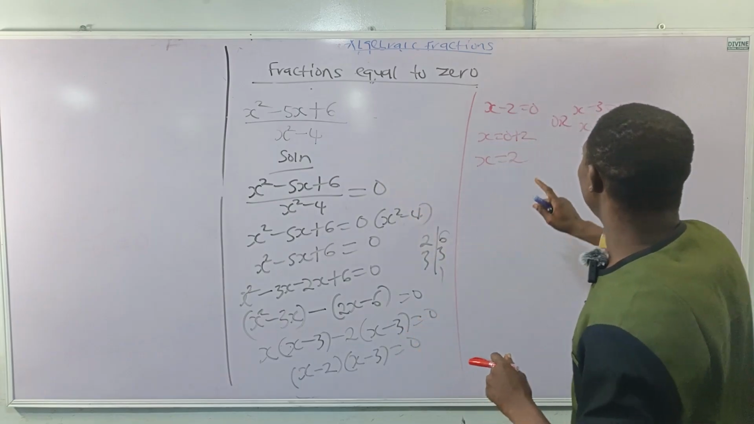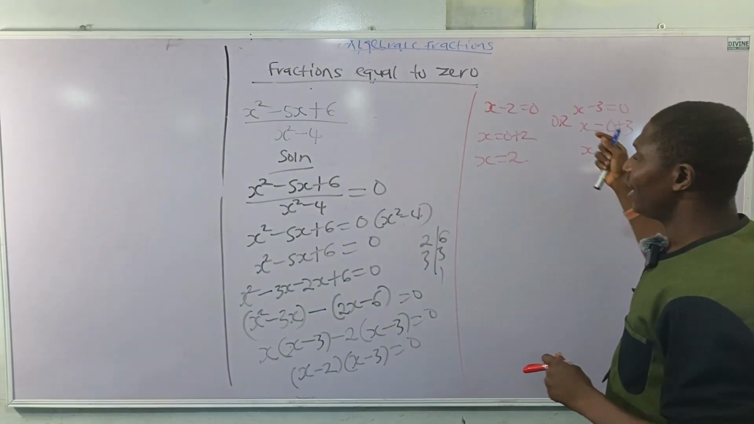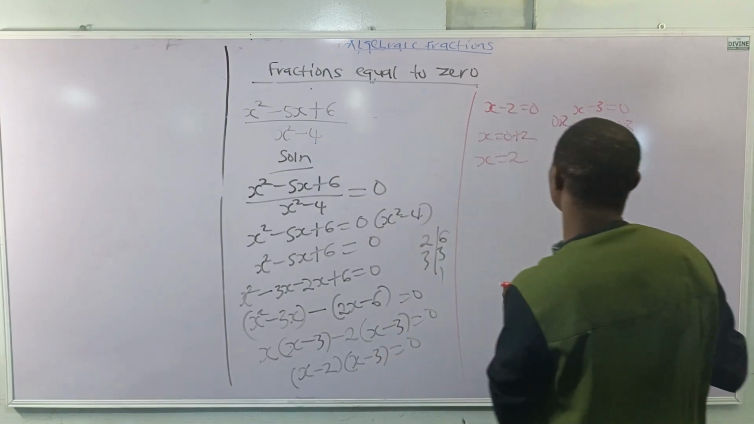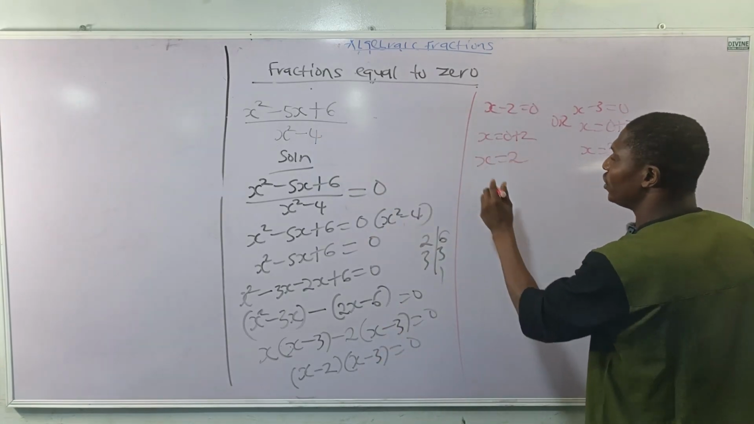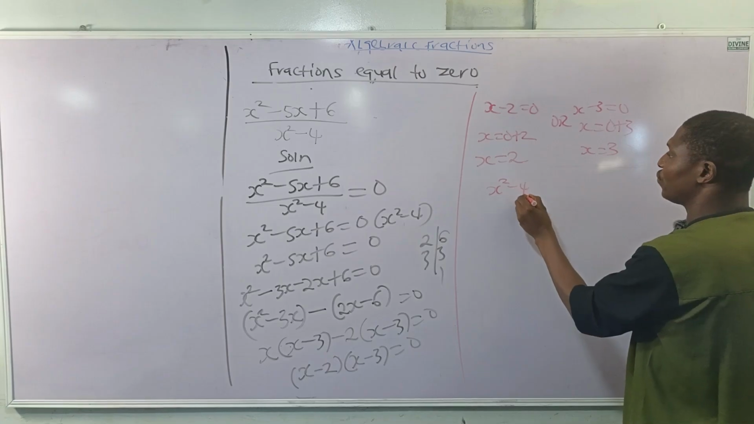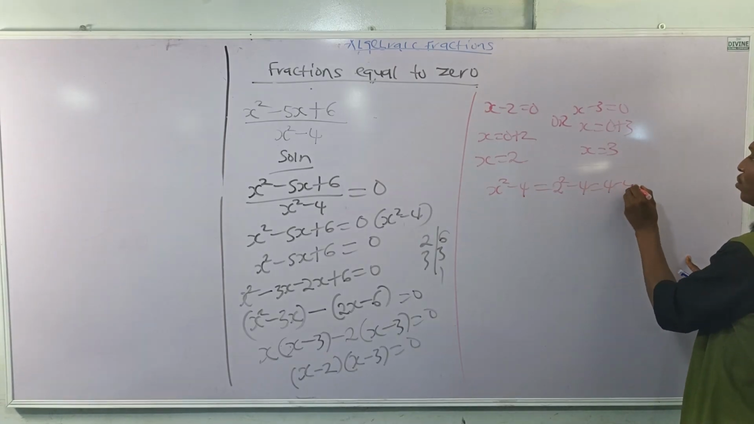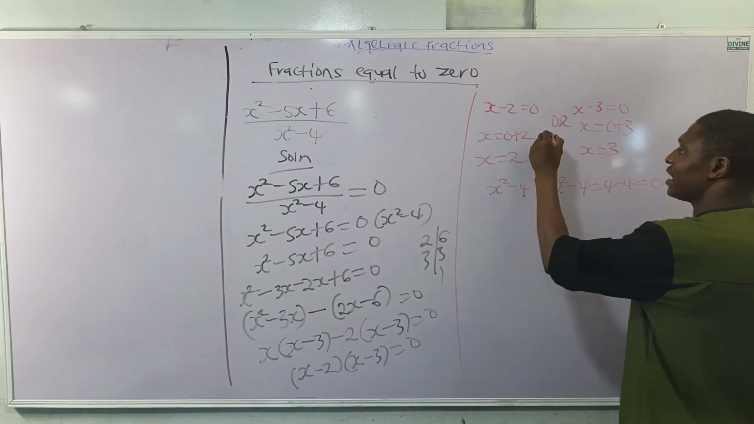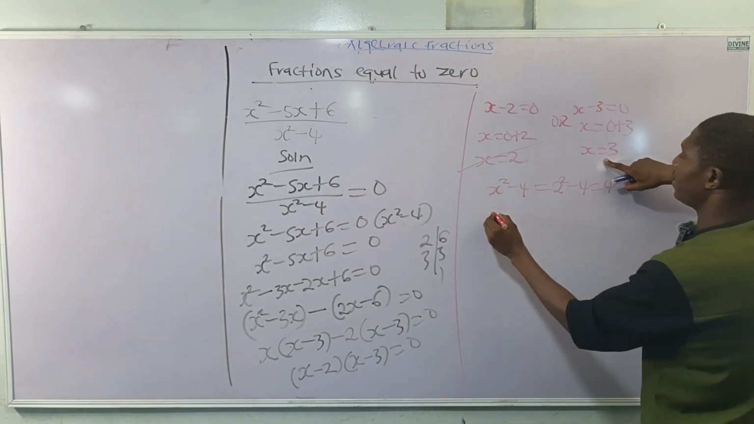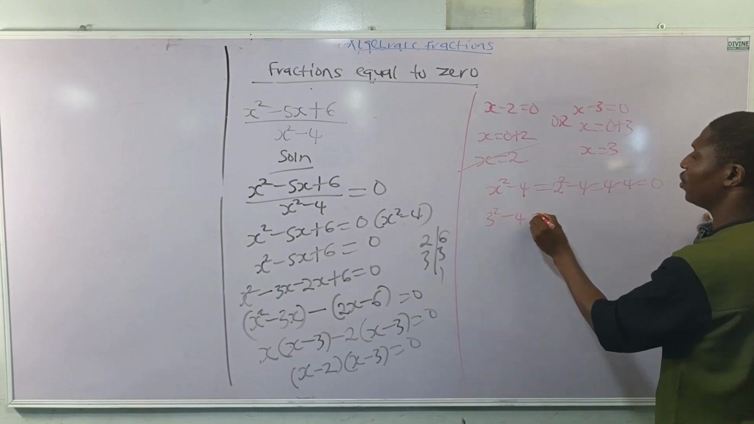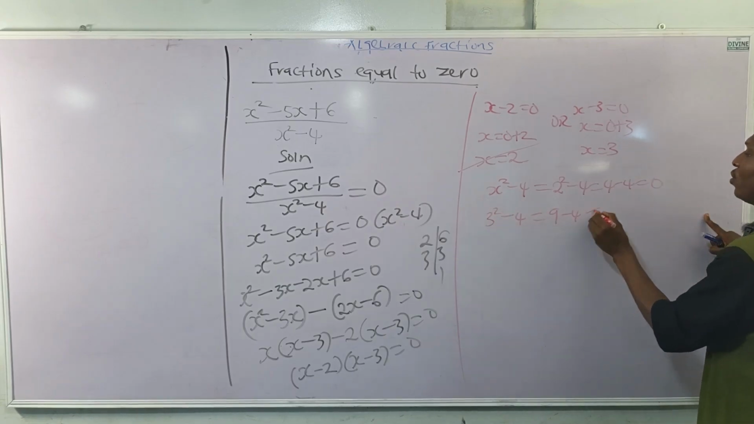Now, 2 and 3 satisfy this equation to be equal to 0. But you must put the value of 2 and 3 at the denominator, and it must not give 0 at the denominator. So, if s is equal to 2, the denominator will have s squared minus 4. This will give me 2 squared minus 4, which will give me 4 minus 4 equal to 0. So this cannot be used. Check again. We have 3 squared minus 4, giving me 9 minus 4 equal to 5.